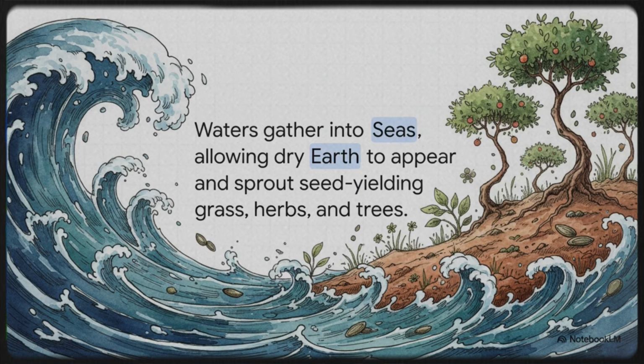Dry land pops up out of the gathered seas and immediately brings forth self-sustaining plant life. And notice the heavy emphasis on reproduction here. Grass, herbs, trees, they are all described as yielding seed after their kind. The environments are now fully built and furnished.